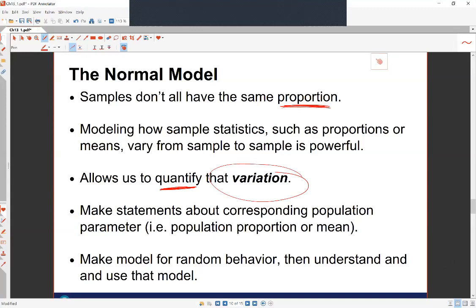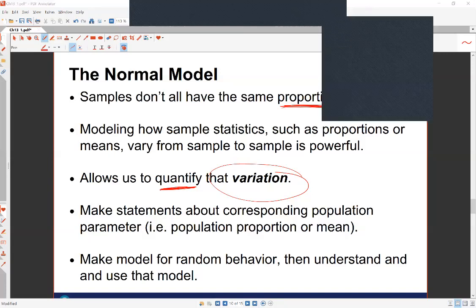And if we can quantify the variation, then the information that we observe in the sample, we're actually able to use that and make statements about the population. So developing the normal model allows us to better understand how a proportion here operates and how we can then apply it.